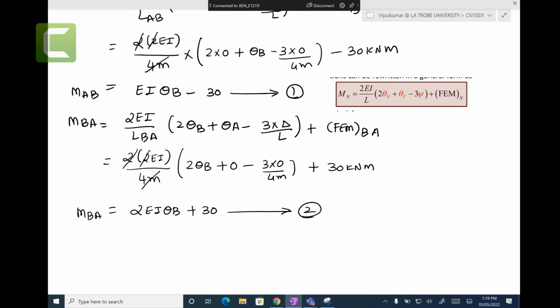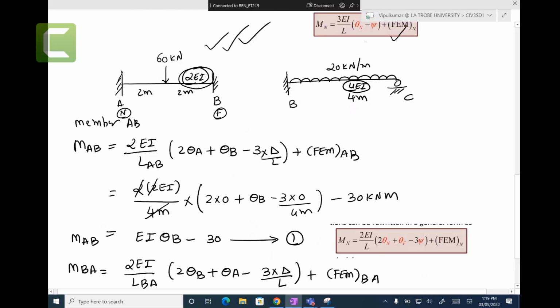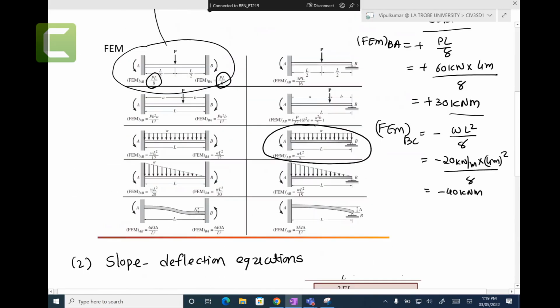Yes, please. Can you just explain why the moment is positive 30 for the FEM of BA? Clockwise is positive. So it doesn't go up the diagram. Which diagram? Because that diagram says that.